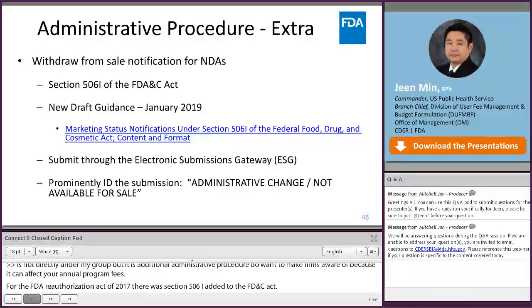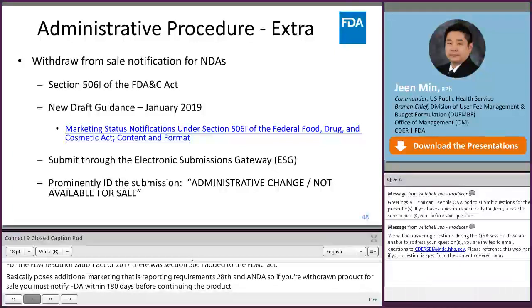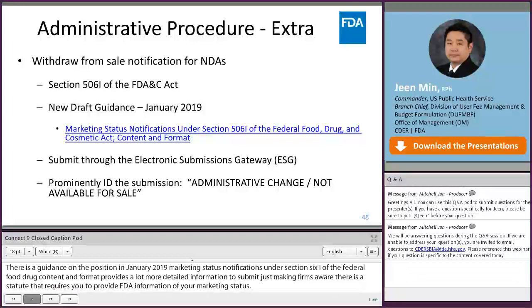There is a guidance out there that was issued in January 2019, Marketing Status Notifications Under Section 506I of the Federal Food, Drug, and Cosmetic Act: Content and Format. It provides a lot more detailed information on exactly what to submit, but I'm just making firms aware there is a statute that requires you to provide FDA information on your marketing status. It must be submitted to your application through the electronic submission gateway system. And if you are withdrawing a product, please prominently display that it's for administrative change and not available for sale.